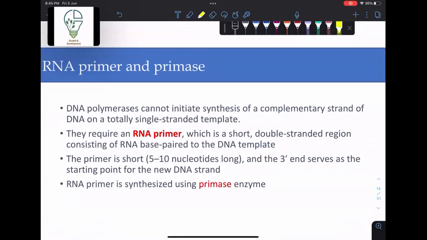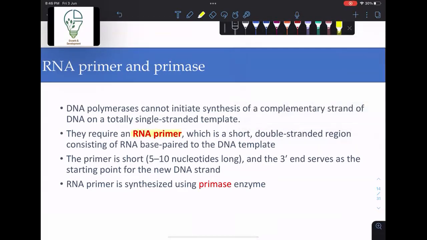Okay, now let's talk about the RNA primer and the RNA primase. The DNA polymerase cannot begin the synthesis of the new strand. It only builds, it only reads. We need something to come and attach the very first molecule of DNA. So the very first nucleotide that is attached is done by the RNA primer.